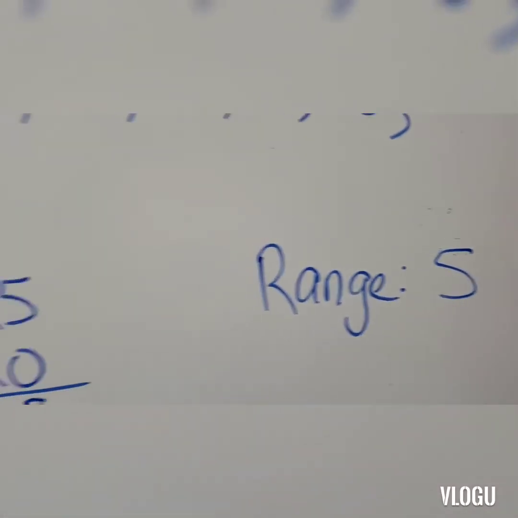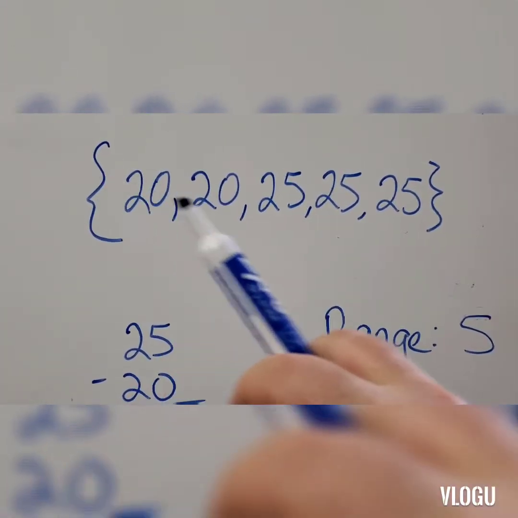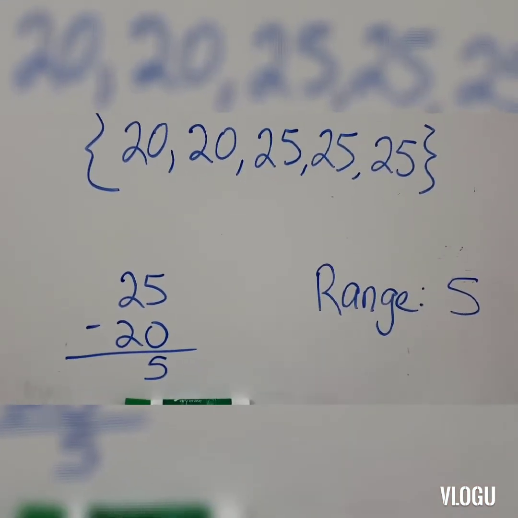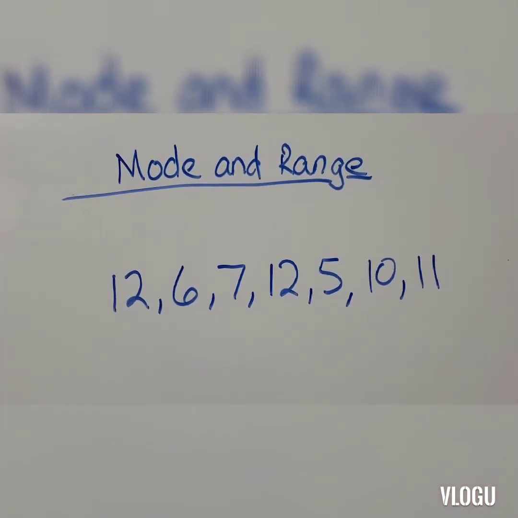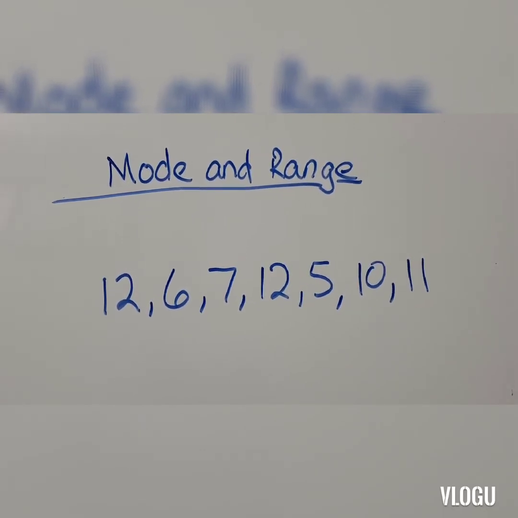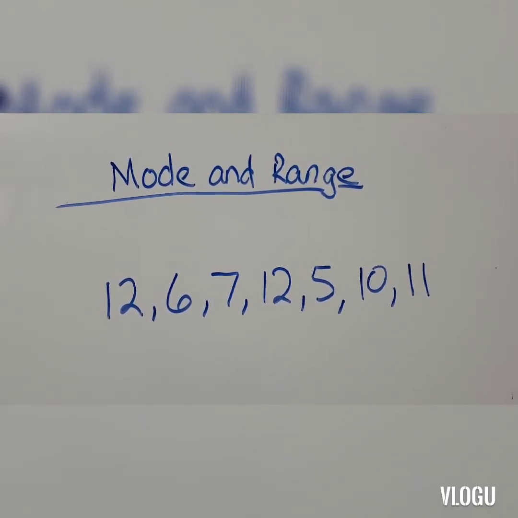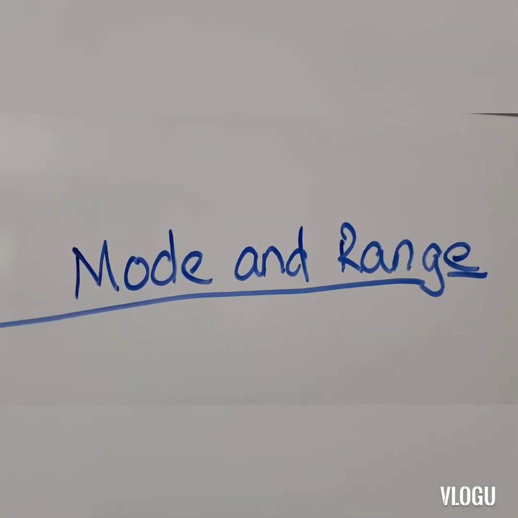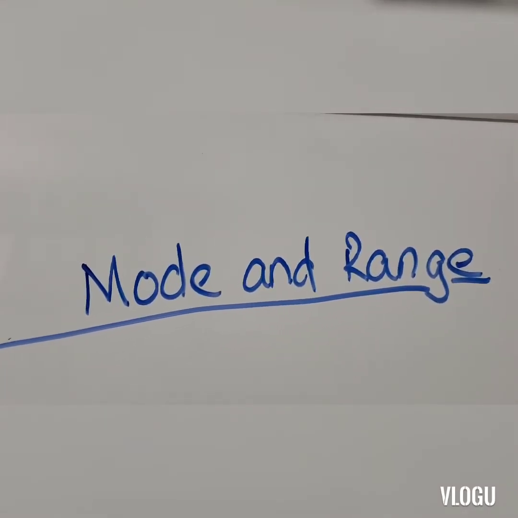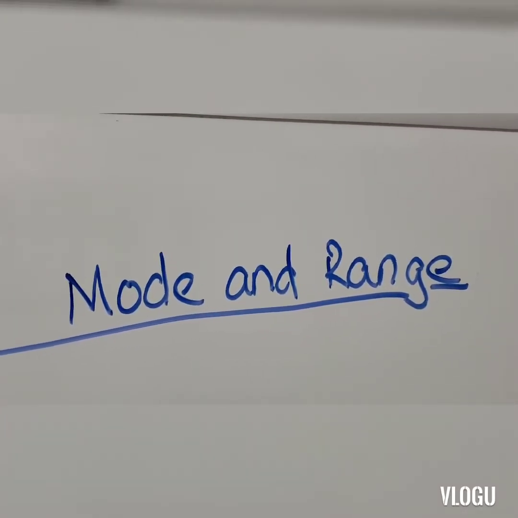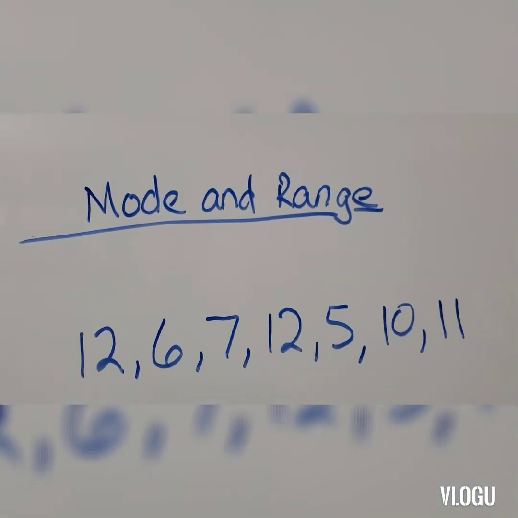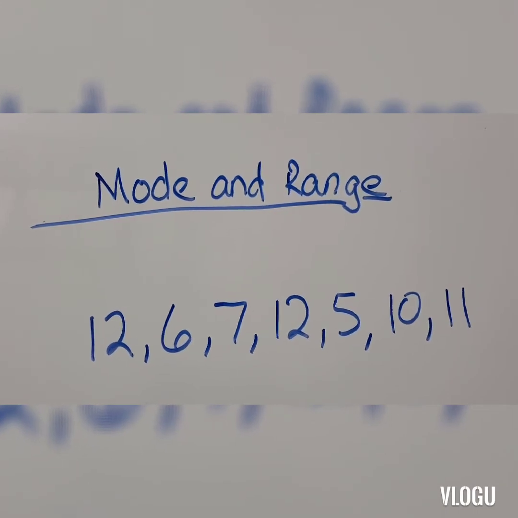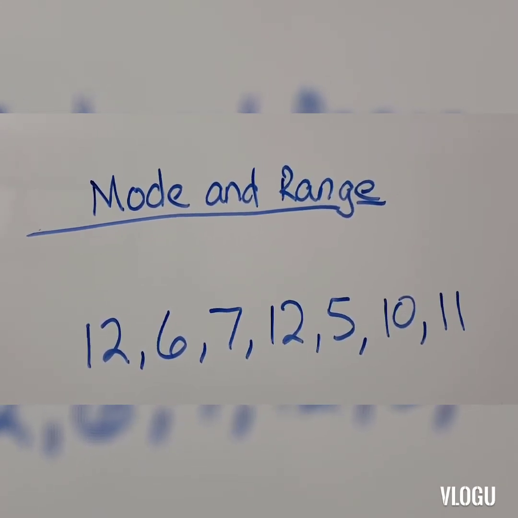If you didn't get 5, take a look at it again. Did you put them in order? Largest minus the smallest is 5. Now, find the mode and range for these numbers. Pause now and unpause when finished. Now, on your own, find the mode and range for these numbers. Pause and restart when you have the mode and range.